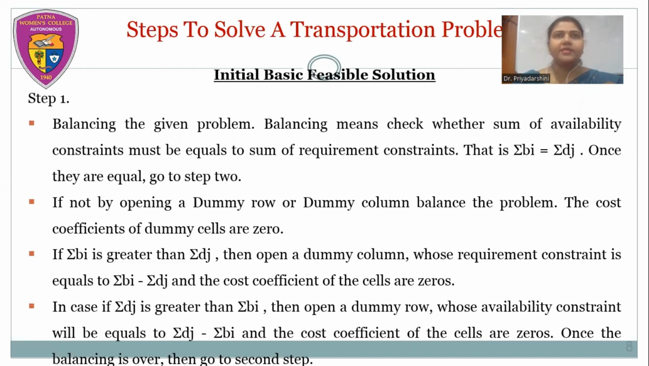If summation Bi is greater than summation Dj, then open a dummy column whose requirement constant is equal to summation Bi minus summation Dj, and the cost coefficients of the cells are zeros. In case summation Dj is greater than summation Bi, then open a dummy row whose availability constant will be equal to summation Dj minus summation Bi, and the cost coefficients of the cells are 0. Once the balancing is over, then we go to step 2.